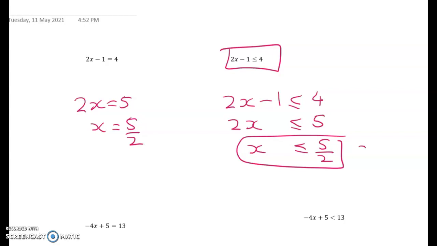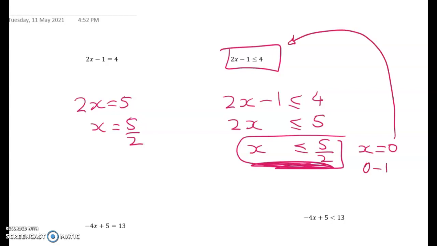Now we can check that that works by taking a value that's in that solution set and checking that it really is a solution. So if we take x equals 0 and we substitute it in here, we get 0 minus 1, which is -1. And that is less than or equal to 4, so that looks good.